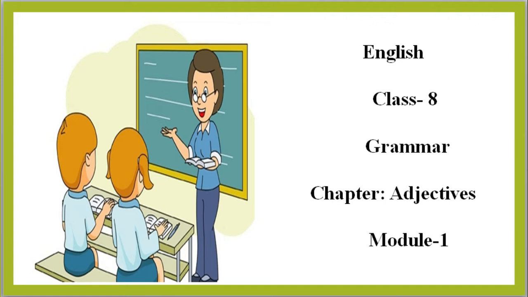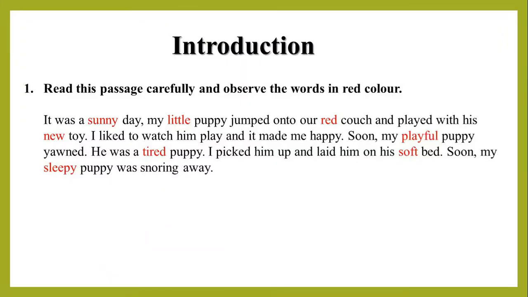So students, before starting anything, let's read the passage and observe the words in red color. These words might feel familiar to you. Students, here sunny describes days, little describes puppy, new describes toy, and so on for other words. These words are called adjectives.